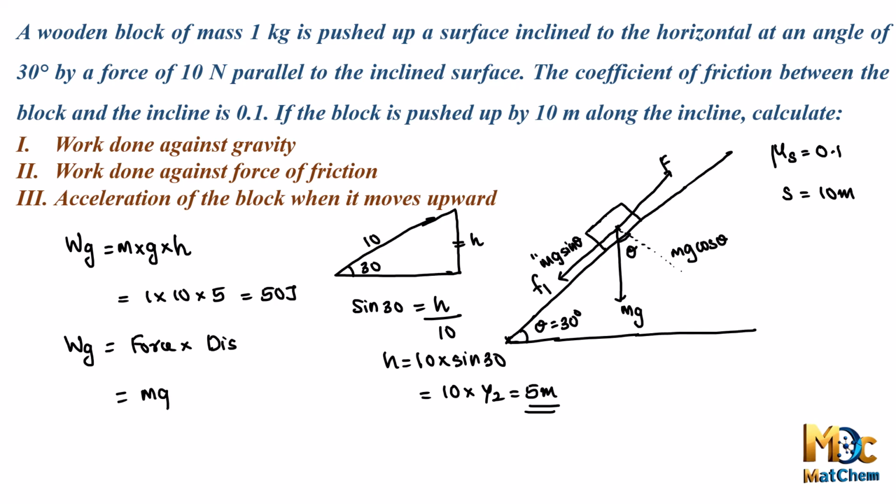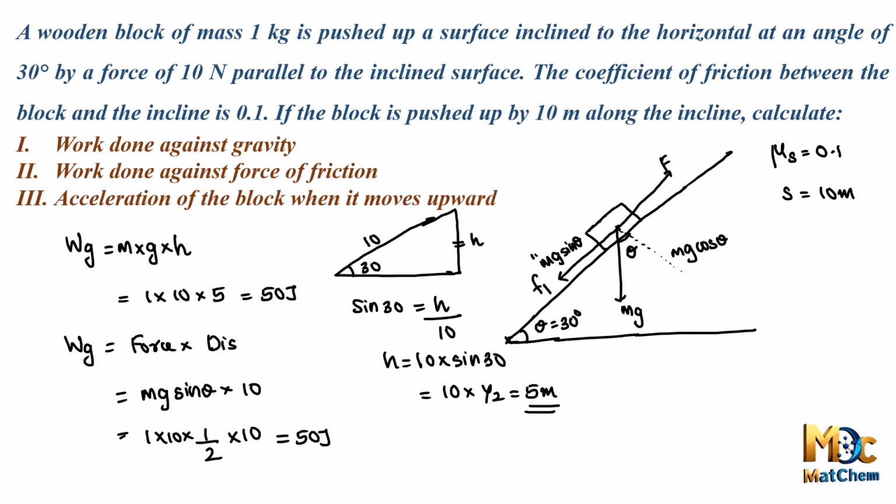The force component will be equal to mg sin theta into displacement. Displacement is 10 meter, so mass is 1 into 10 into sin 30. Sin 30 is 1 by 2 into 10. 10 and 2 will get cancelled, you will get 5 here. 5 into 10 will give you 50 joules. Both methods you will get the same answer.